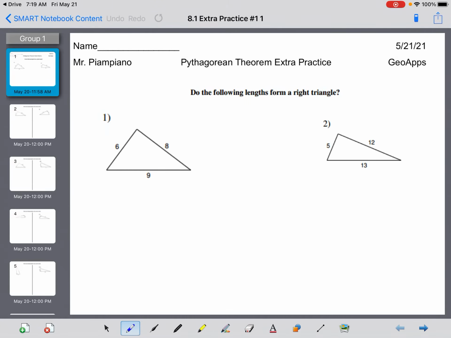Just remember, the formula that we are using for this unit is a squared plus b squared equals c squared, okay? And what they want us to do in the beginning here is figure out if the lengths that they gave us for these triangles form a right triangle, meaning that these would be 90 degrees. Okay, so if we were to label, your C is across from your 90, and your A and your B are next to it.